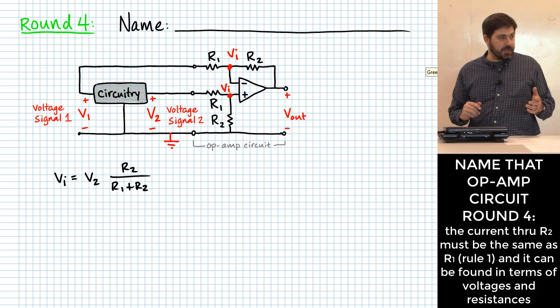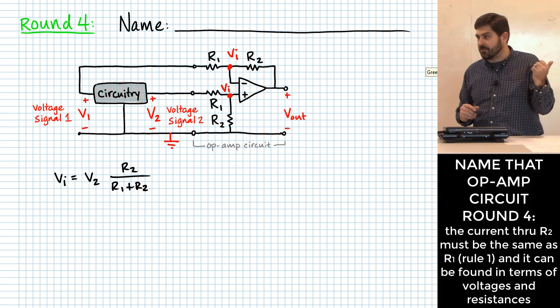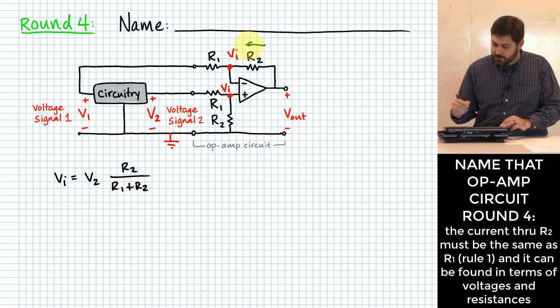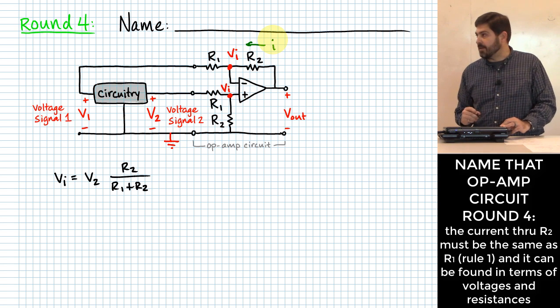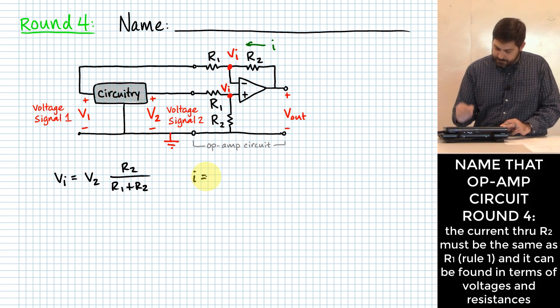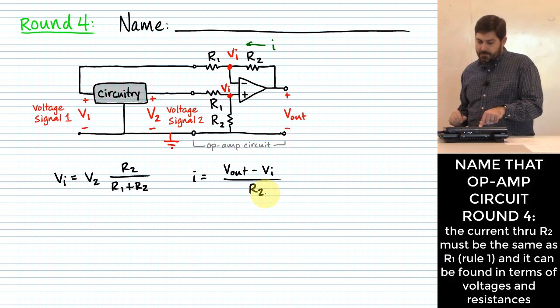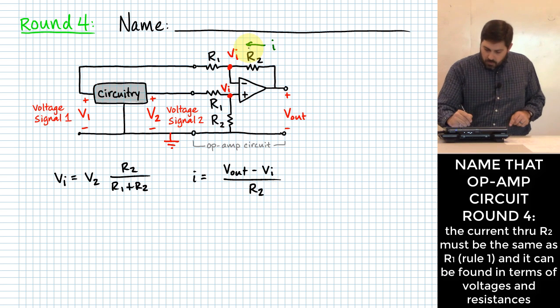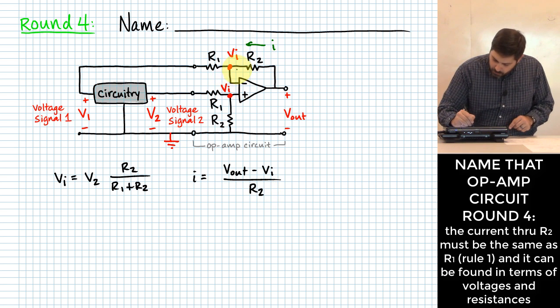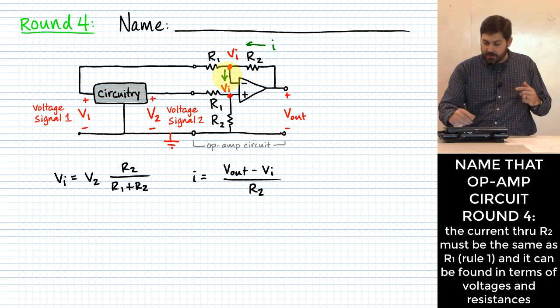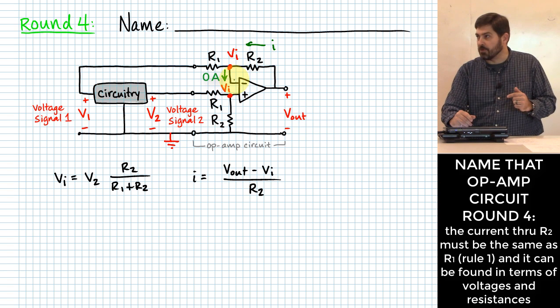What do you think I'm going to do next? Just like the last one we did, I define a current. What if I define a current that flows from right to left on R2, and I call that I? What is I going to be? It should be V out minus VI over R2. Now, how much current can flow out of the circuit at that branch point? 0.